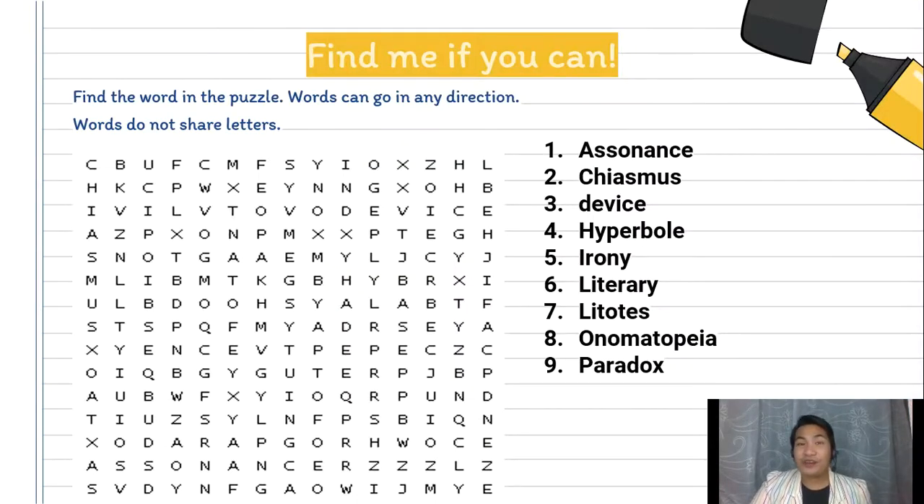So I have an activity for you. This is called Find Me If You Can. Find a word in the puzzle. Words can go in any direction. Words do not share letters.